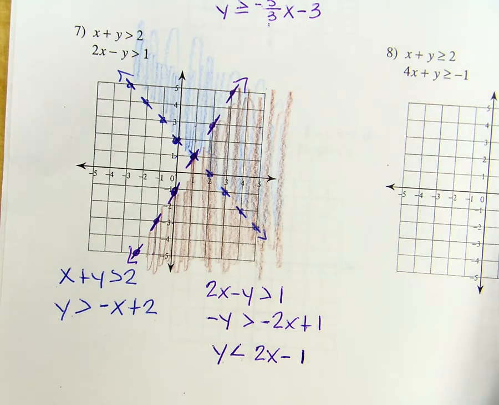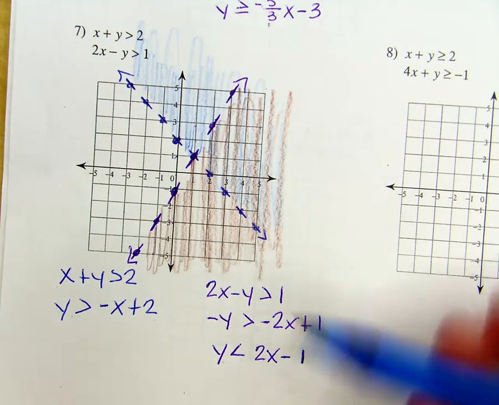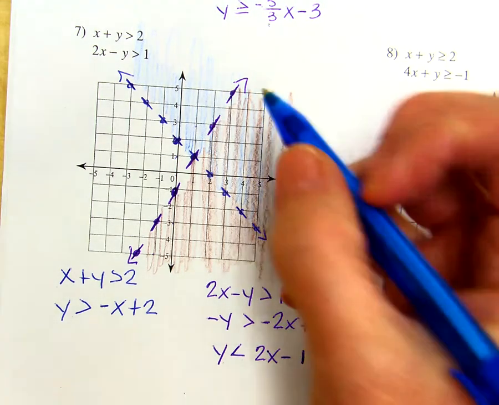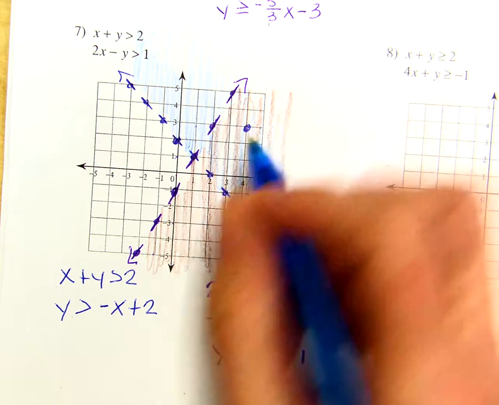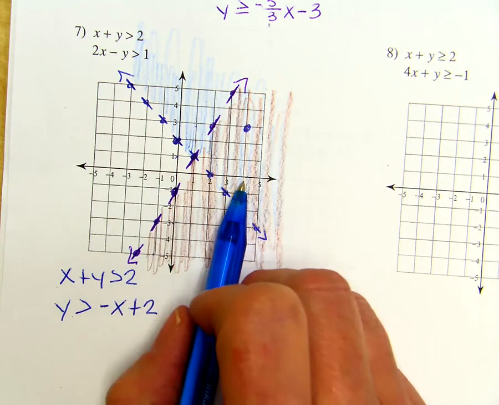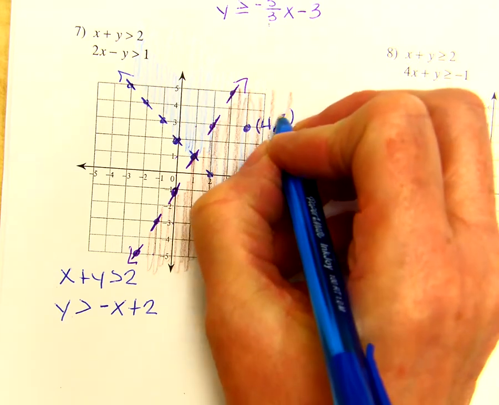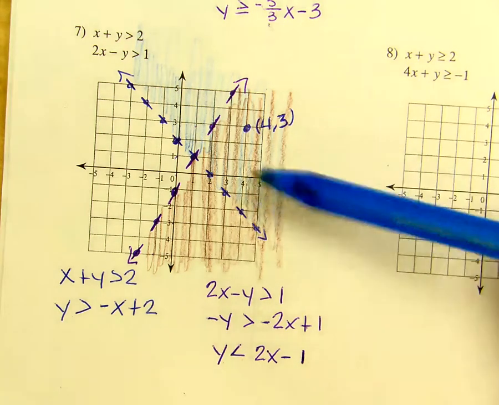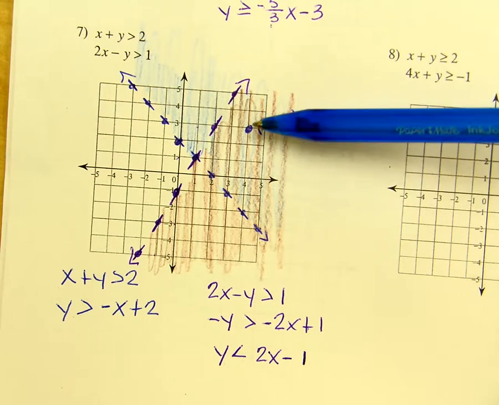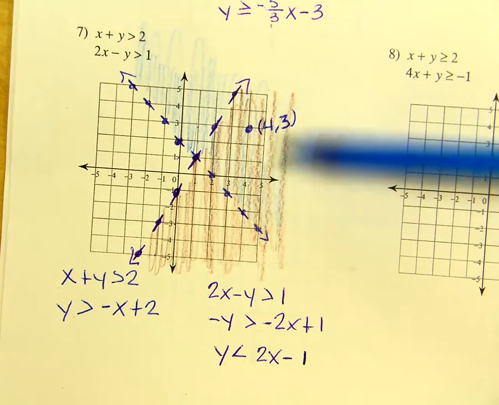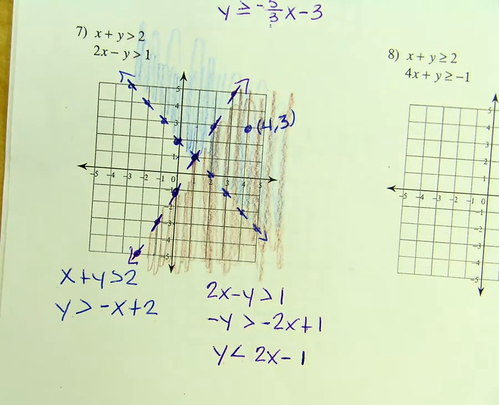So now we can see that if we had any of these points out here, for example, this point here, which is the ordered pair 4, 3. So here we have 4, 3. This is in the solution set of this system of inequalities. So where the inequalities overlap, that is your solution set.